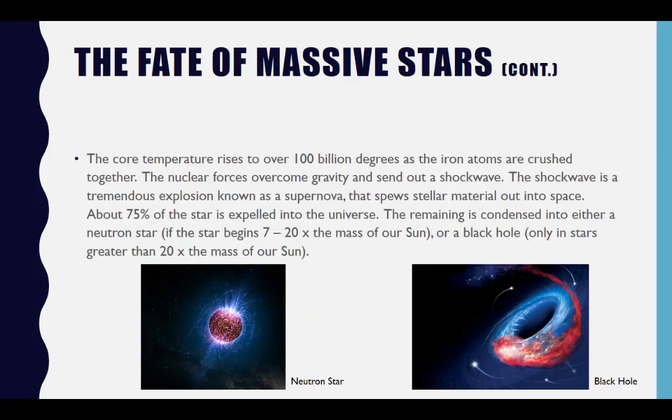The remaining mass is condensed into either a neutron star, if the star begins 7 to 20 times the mass of our sun, or, if it's over 20 times the mass of our sun, it will collapse even further upon itself. A neutron star is not small enough, and creates what we call a black hole.